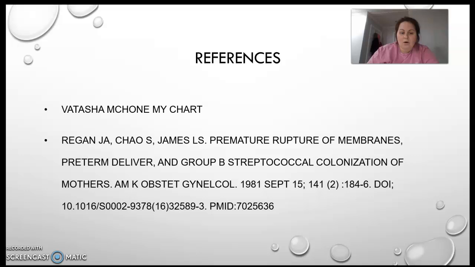My references are all in my chart. This is all information I got from my chart. And the other one was an article that I read on premature rupture of membranes and preterm delivery and group B strep colonization of mothers.